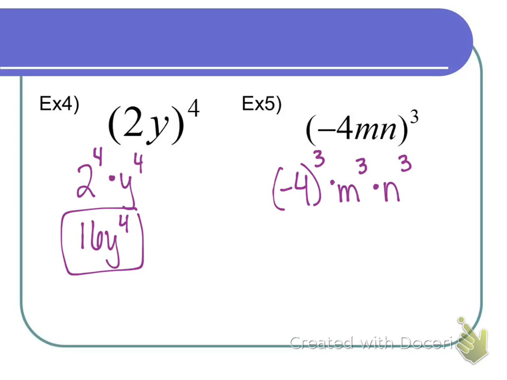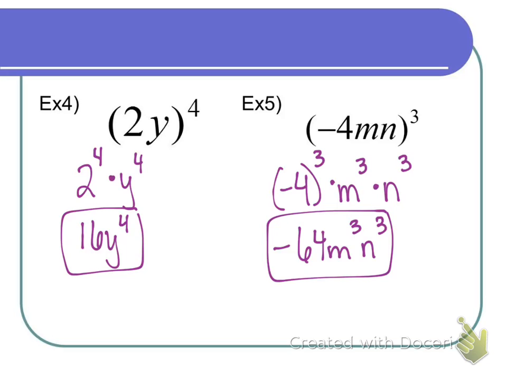Questions about that first step? Every factor gets the exponent. Okay, then we have to keep simplifying what we can. What can get simplified more here? -4 to the 3rd. So -4 times -4 times -4 is -64. The m cubed and n cubed cannot be simplified anymore because we don't know what m and n are.